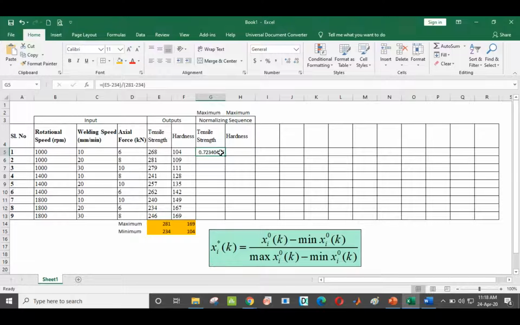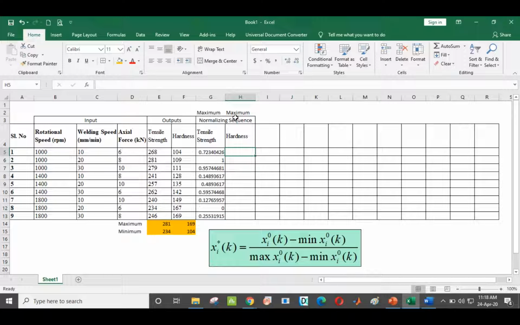Now you can just copy this and paste. If I want to check the formula, here you can see the formula. Now E5 alone will get changed to E6, E7. Just place the cursor in this box. Now you can see this E6 is changing, then E7, E8, E9, E10, but all the other values remain the same. So we have done the normalization sequence for the tensile strength.